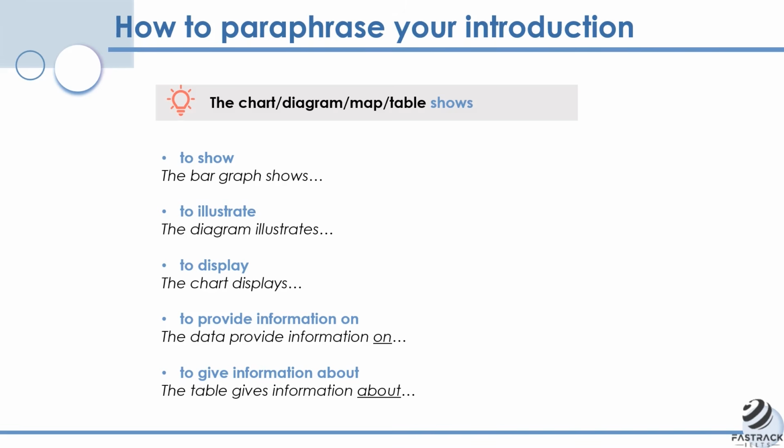The first 3, to show, to illustrate, and to display, are more universal and can be used in almost any type of task. The phrases to provide information and to give information work well in some sentences but not in others. Carefully read your sentence to see which verb works better.